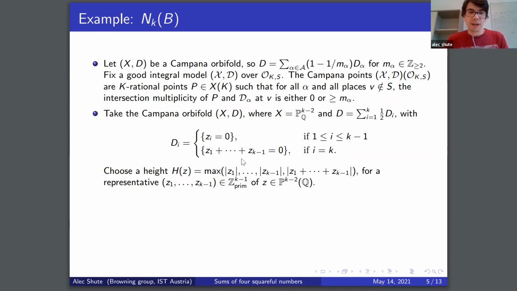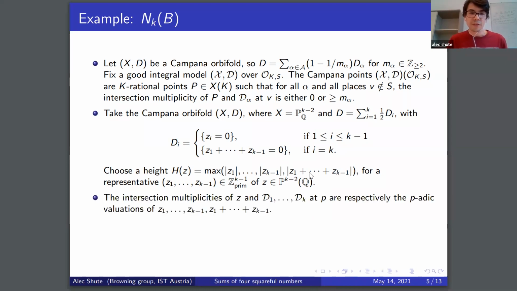Okay, and then we have to choose a height, and this is the height we use. So it's maybe slightly different to the usual height on projective space. But this final factor of the sum of the coordinates here, it's really just for convenience. It doesn't make too much difference.